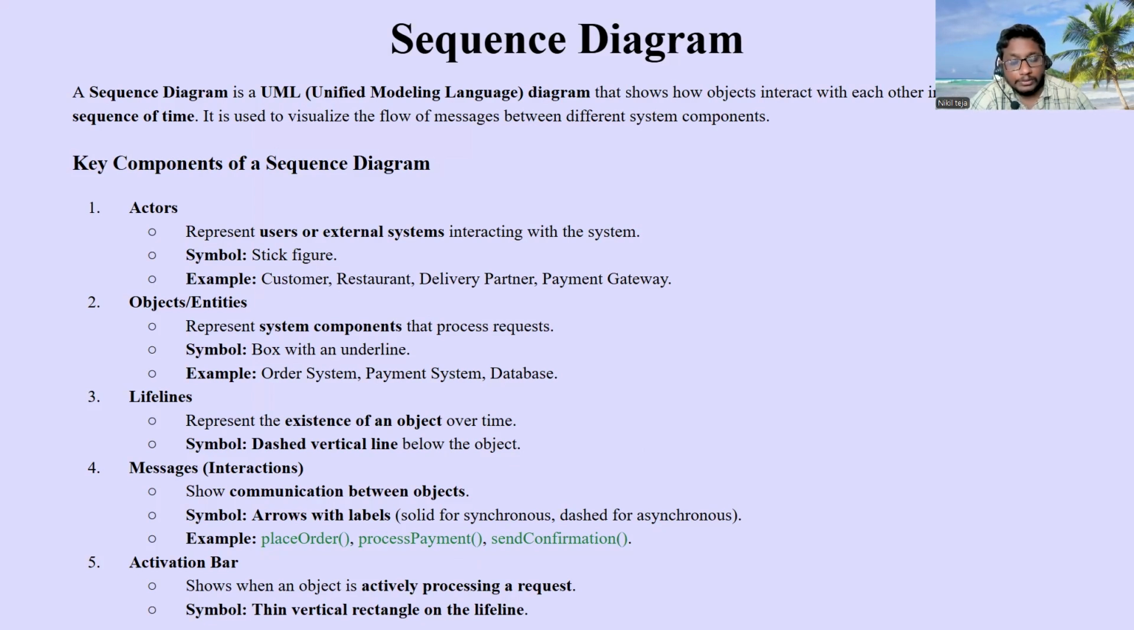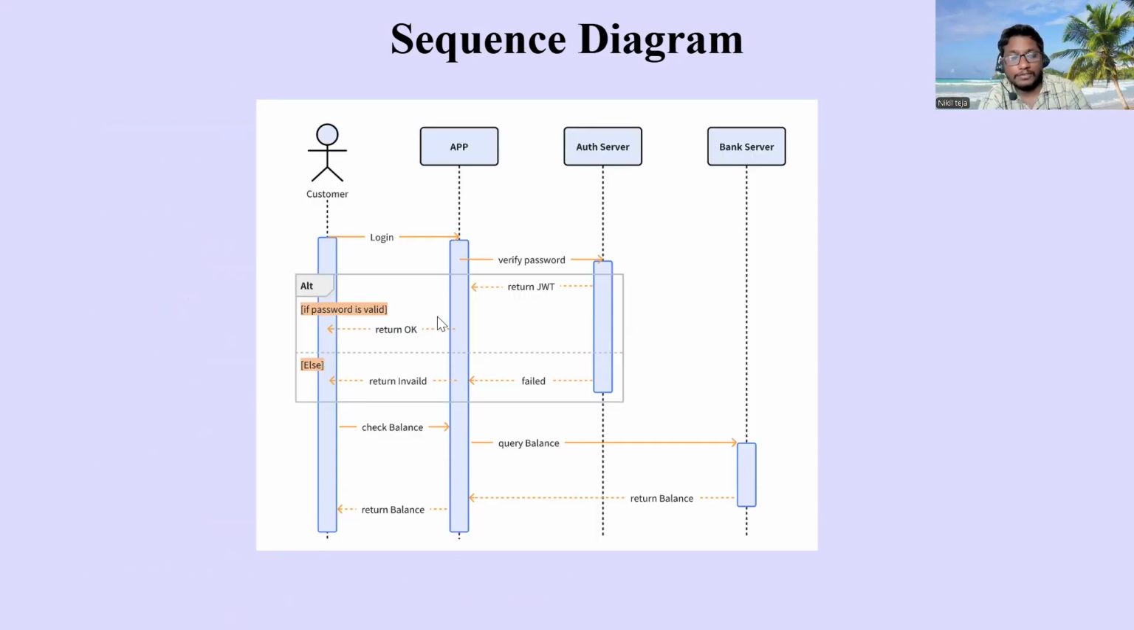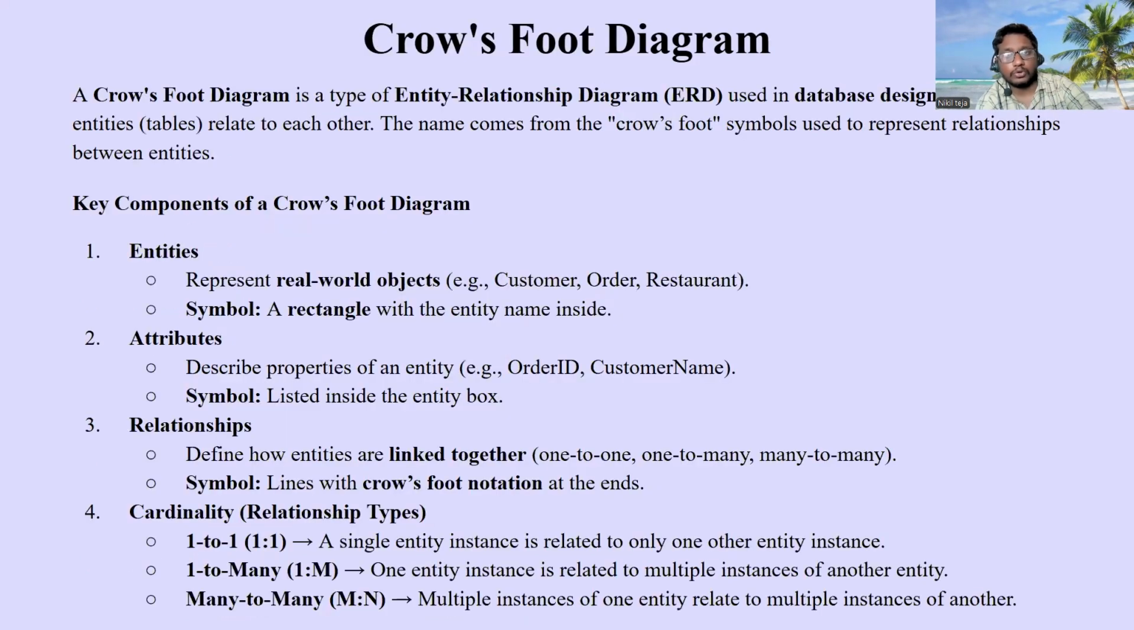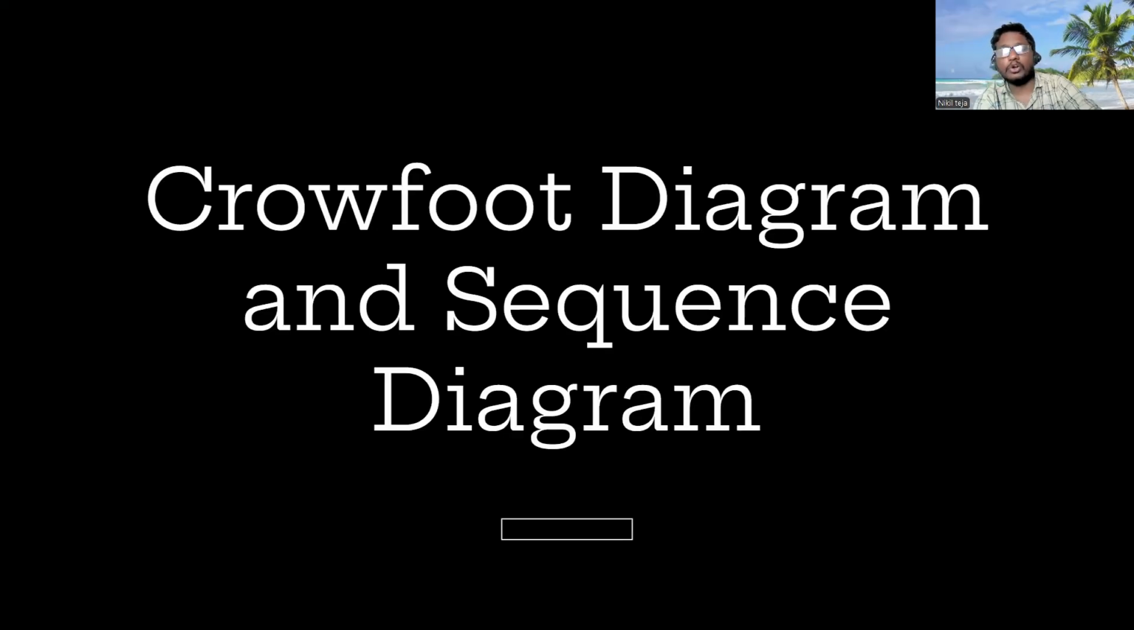Activation bar shows when an object is actively processing a request. It is a thin vertical rectangle on the lifeline. On the lifeline, we have some thin vertical rectangles, right? These are nothing but activation bars. So the sequence diagram is used for the interaction of the objects in a particular sequence of time. So this is about the sequence diagram and Crowfoot diagram, guys. Explicitly, a business analyst need not draw Crowfoot diagrams and sequence diagrams, but he should have the knowledge of Crowfoot diagram and sequence diagram.